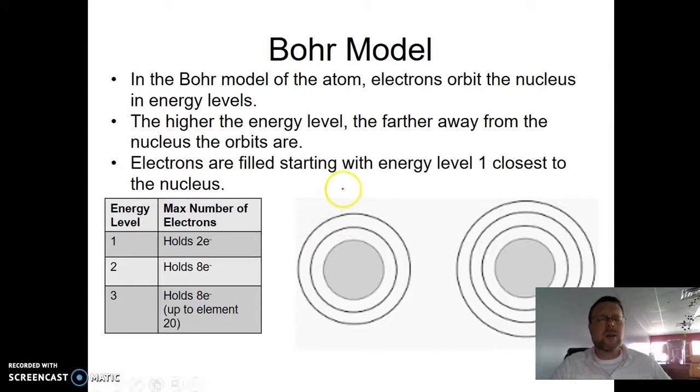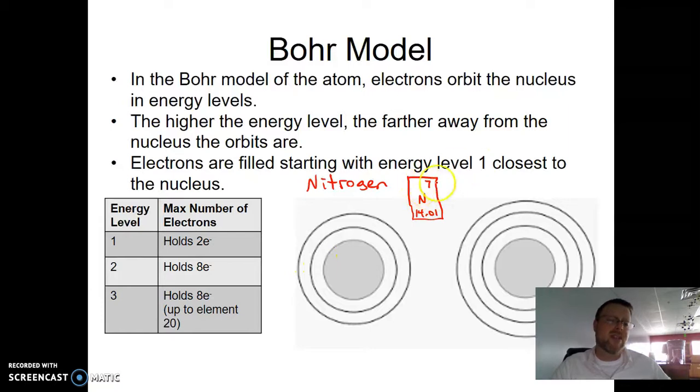All right, so let's do a couple of Bohr models here just for practice. The first element I want to do is nitrogen. If you look at nitrogen on the periodic table, it's atomic number 7, and it's got a weighted average atomic mass of about 14.01.